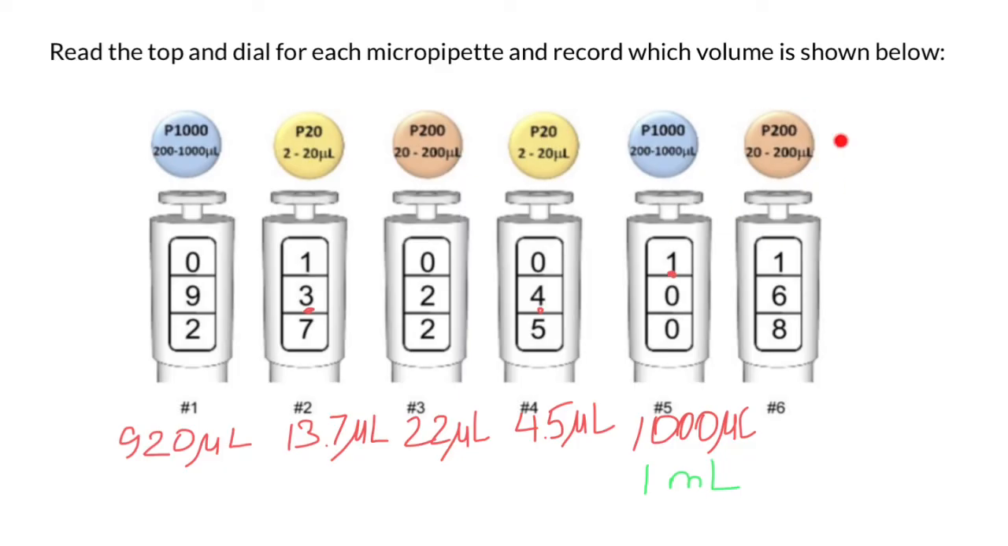And the last micropipette, P200. We can work with volumes between 20 and 200 microliters. So we read this as 168 microliters, because it is within this range. 168 microliters.